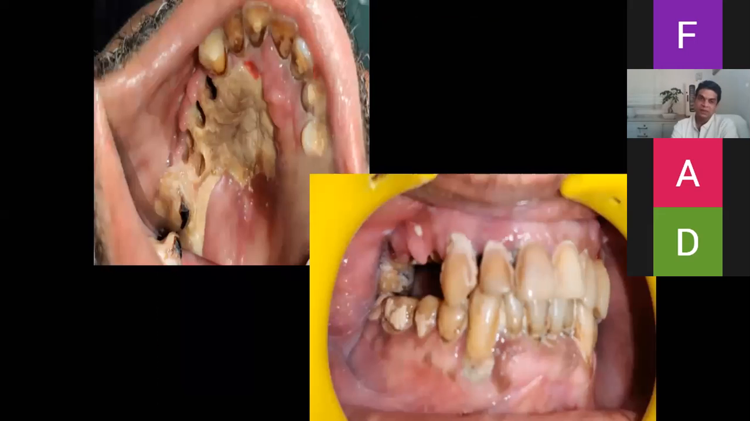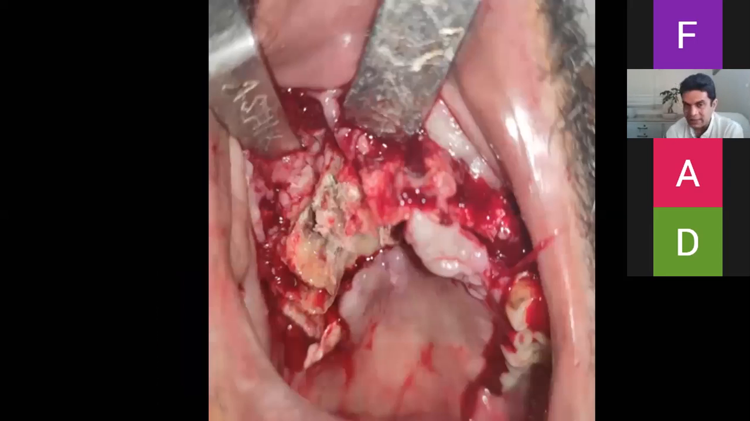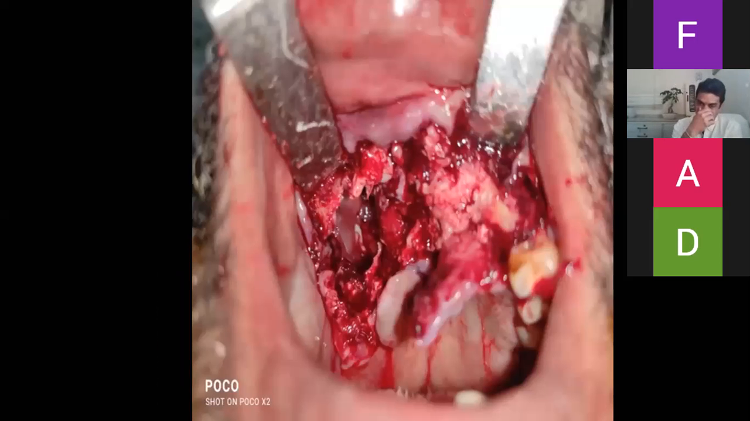This is another patient. You can see the palatal mucosa, palatal bone, everything is necrosed. Everything was mobile, so we have to remove all these things. Can you see the color of the bone?